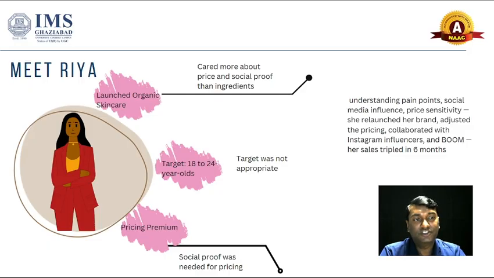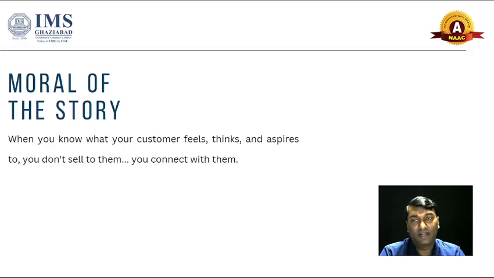And she relaunched this brand, adjusting the price. She collaborated with various Instagram influencers, and boom, her sales tripled in 6 months. So that's what Ria understood about the consumer behavior of the 18 to 24 age group. And by understanding them, she rebranded, or you can also reframe it that she relaunched her brand.